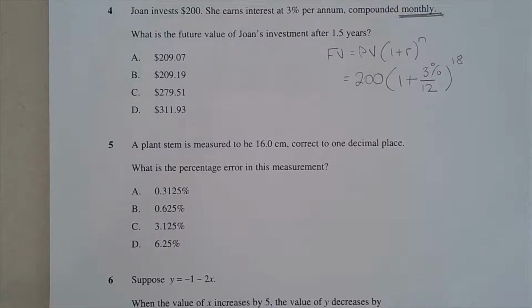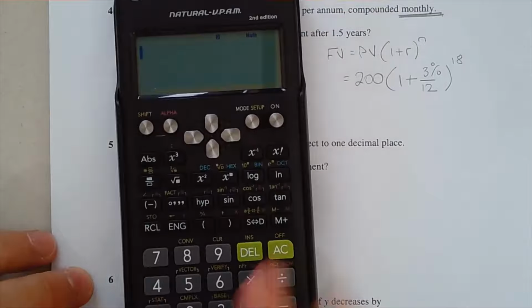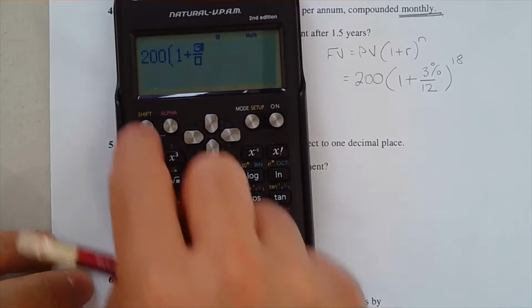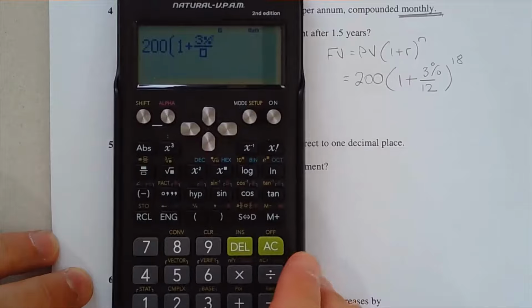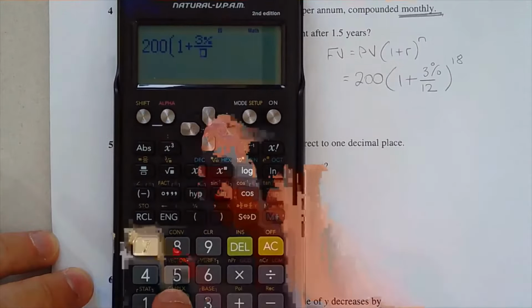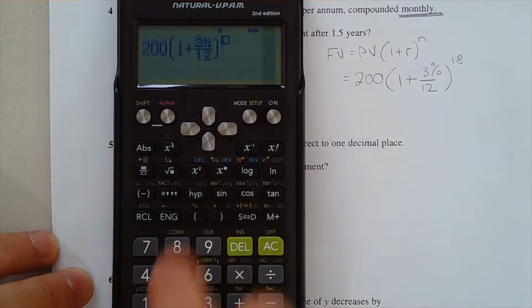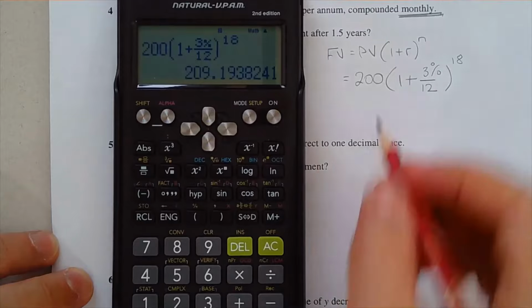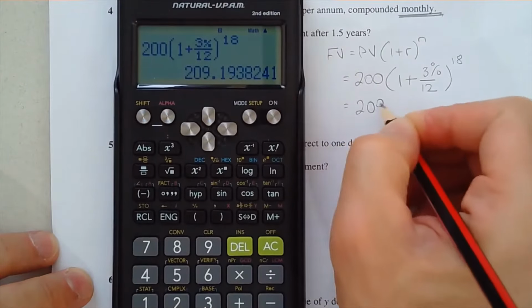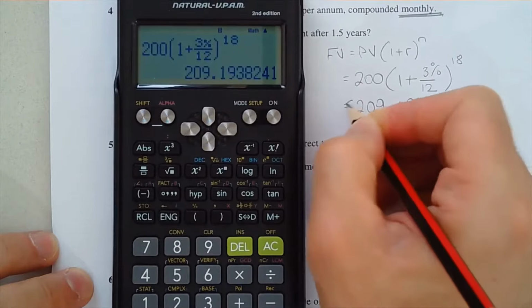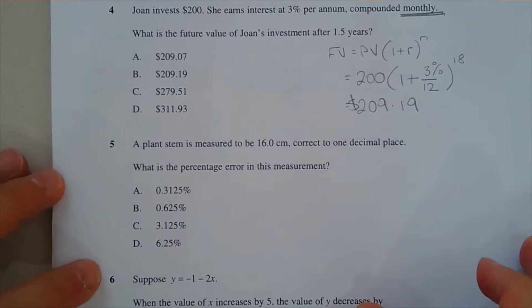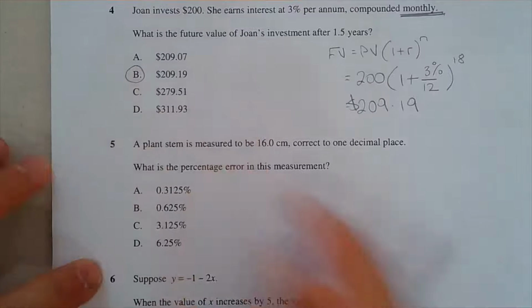Entering all of that into the calculator, 1 plus R. So you can actually type it in as is. That's the beauty of these calculators. They're really versatile in this way. So power of 18, and we get $209.19, and that would be option B.